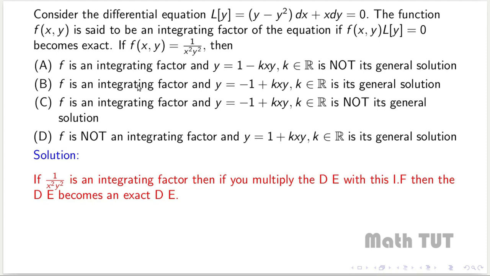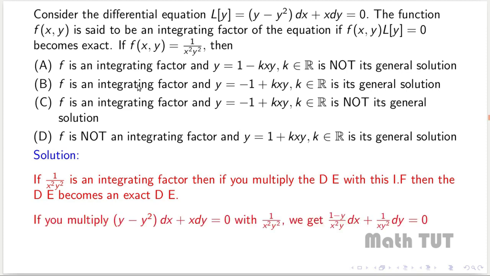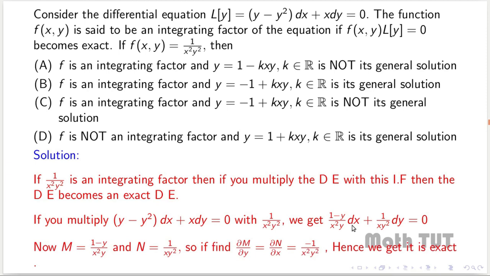And so here in this problem, we are given that 1 by (x² y²) is an integrating factor. So if you multiply that with the given differential equation, what you're going to get is something like this: (1 minus y) by (x² y) dx plus 1 by (x y²) dy equal to 0. So M is actually (1 minus y) by (x² y), and N is equal to 1 by (x y²). And if you find ∂M/∂y and ∂N/∂x, you have exactly minus 1 by (x² y²). So we have that the differential equation is exact.